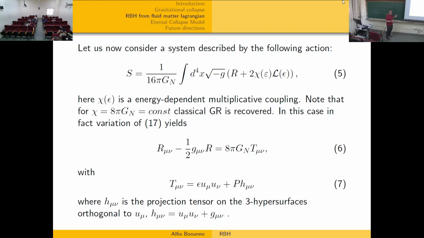And why do I want to do that? Because imagine that in some situation this chi can go to 0, and so there is no coupling anymore between this term and gravity. And in some cases it's constant. I want to see what happens in this case. So if this is constant, we are back to the Einstein equation. If this is not constant, Einstein equation with this T mu nu, and that we all know.